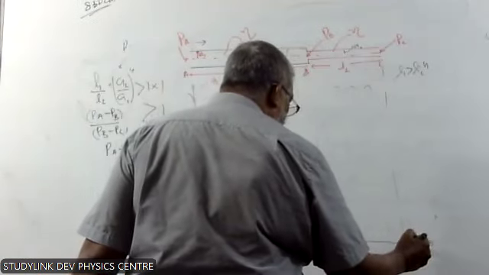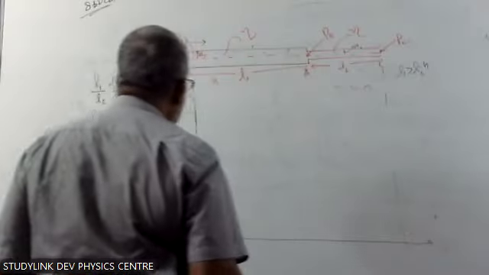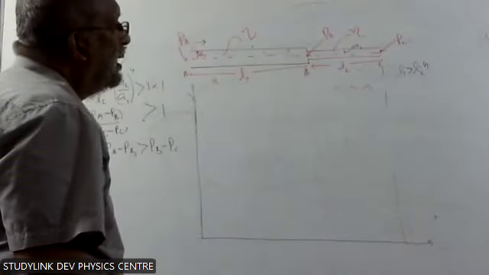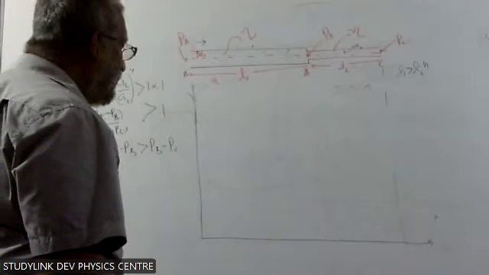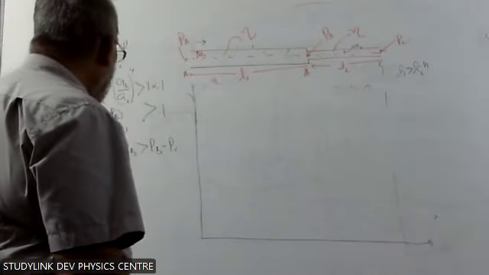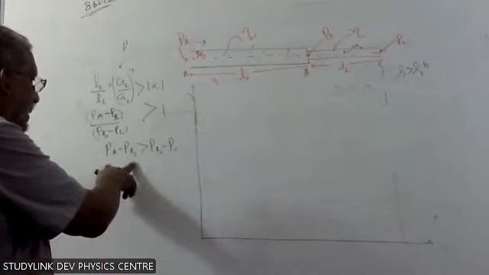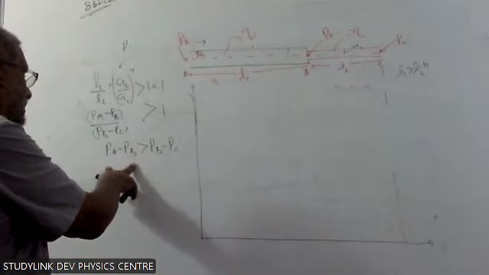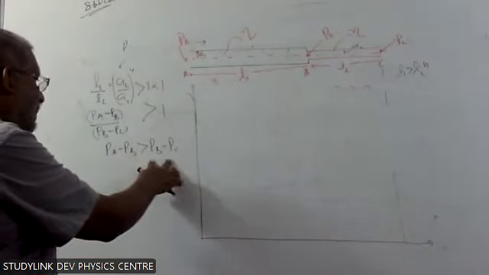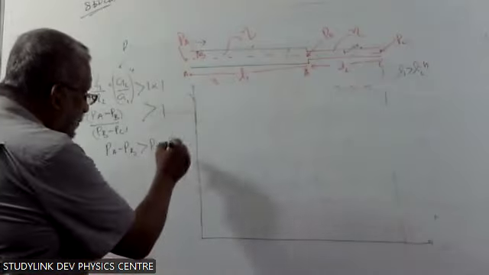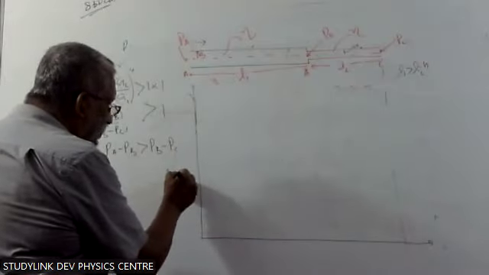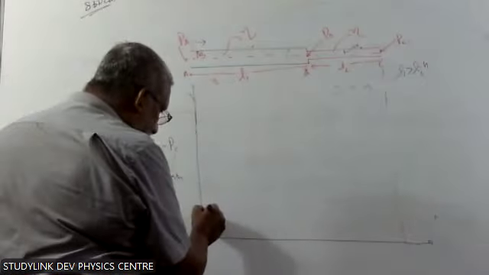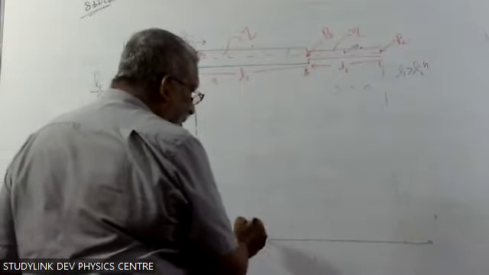Axis can be there, but you can't draw the graph beyond this. Now we know that PC is atmospheric pressure. According to this, the PA minus PB difference must be greater than PB minus PC. This PC is PATM because it is exposed to the atmosphere. So we'll see PATM is here.